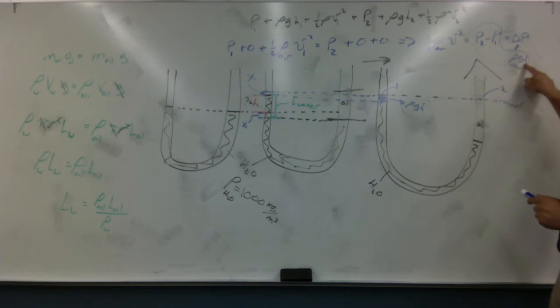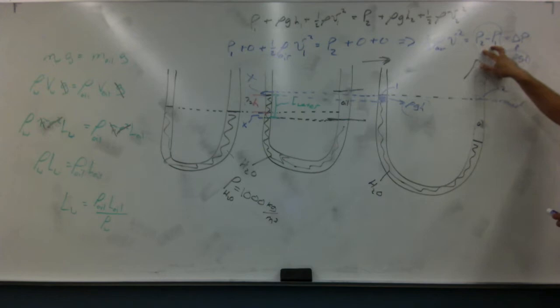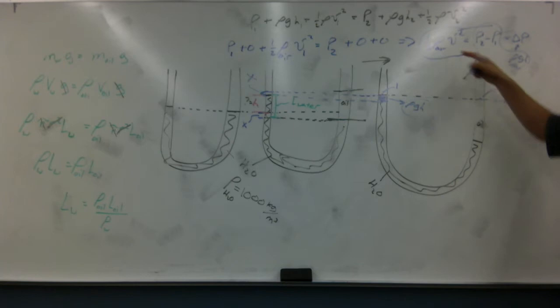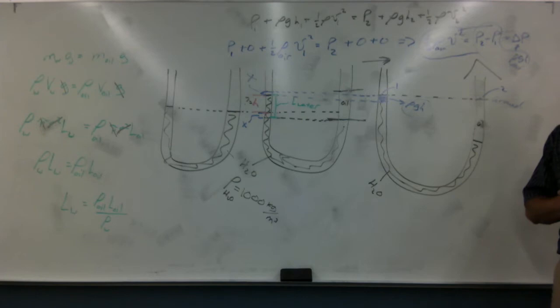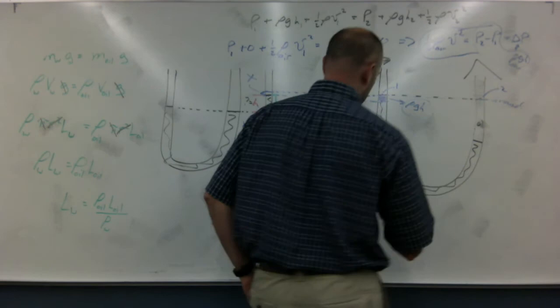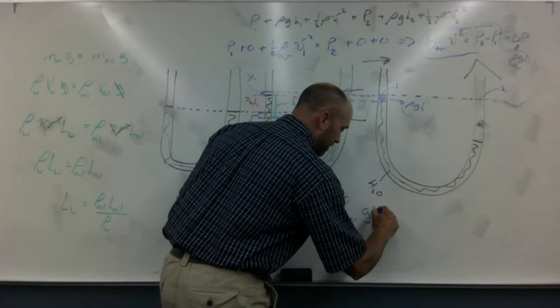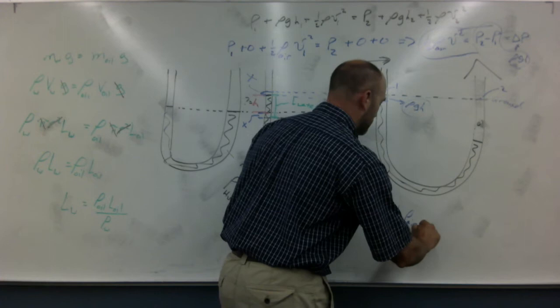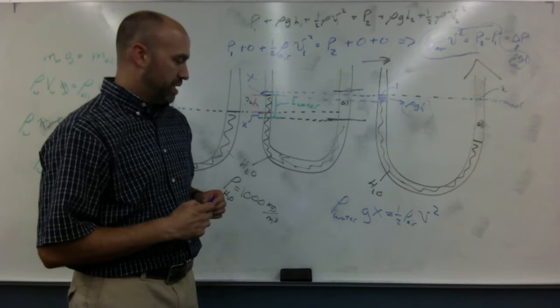And so this difference in pressure is that rho gh, and that's equal to 1/2 density of air times speed squared. I used up all my board space, so I'll write this again. Density of water times gravity times what I'm calling x over here, which is the same thing as h from part B, equals 1/2 density of air times how fast the air is moving squared. And you need to solve for V.